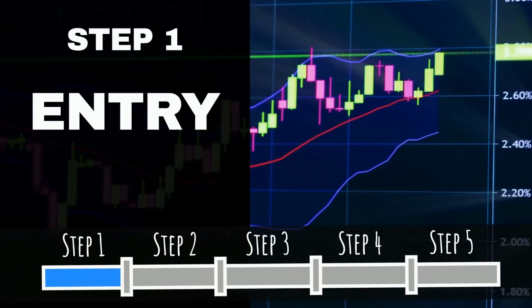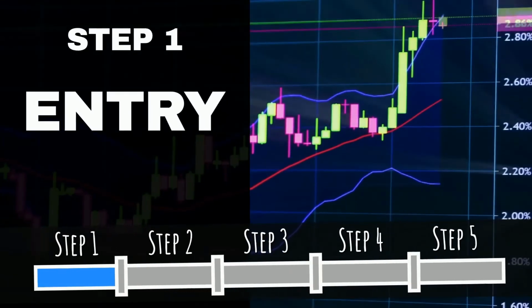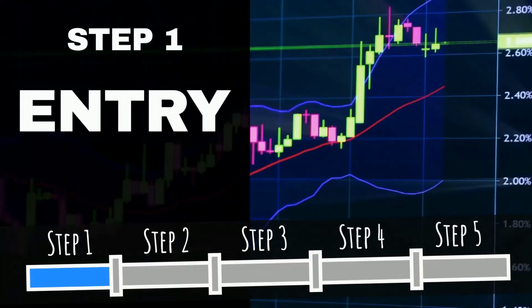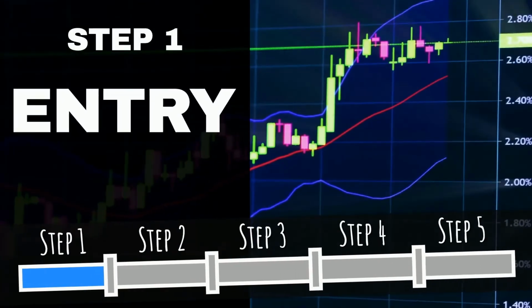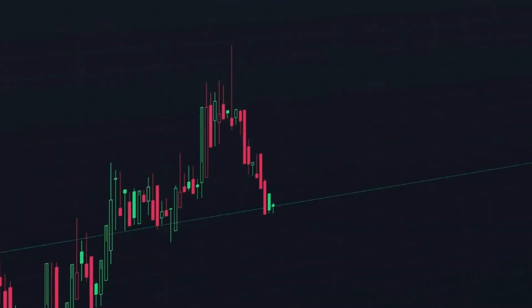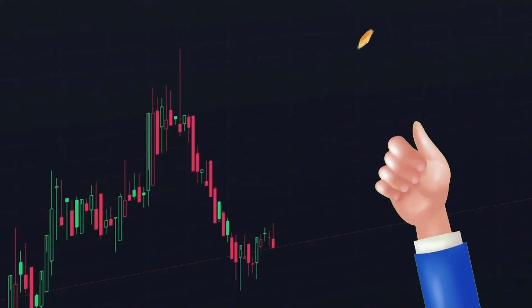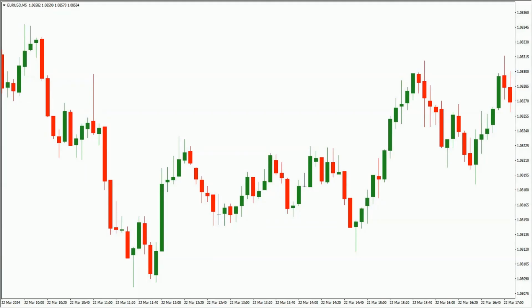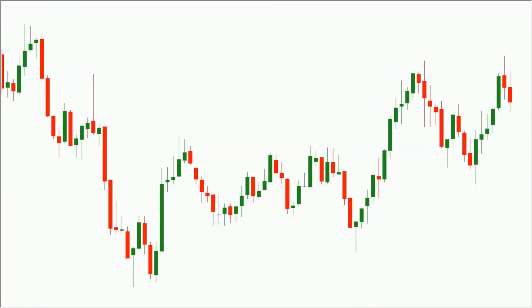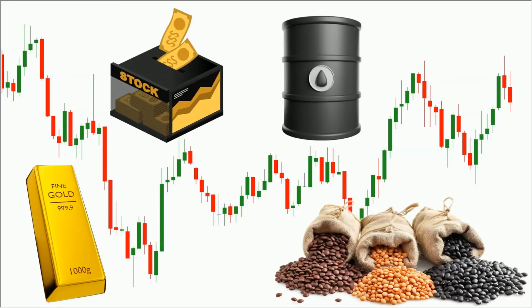Step 1 is the entry, and this is something 99% of Forex traders get wrong. So let me explain why we'll be using a special custom indicator. Most people are so bad they would have more winners using a random coin flip to pick the direction, and it's all because of this simple misunderstanding. If I took all of the information off a chart and only showed you the candles, this looks like every other market like stocks or commodities, and because it looks the same, people think it is the same.